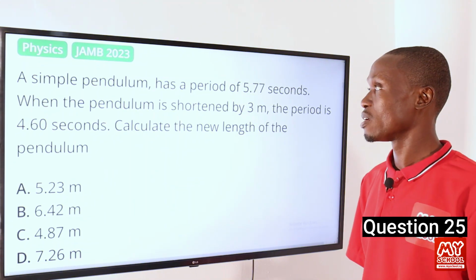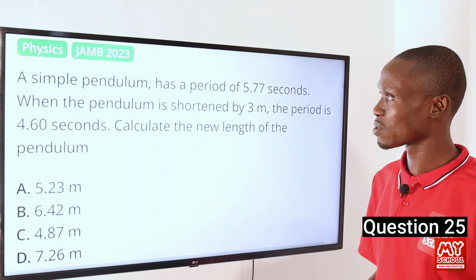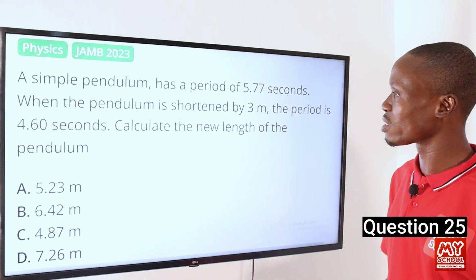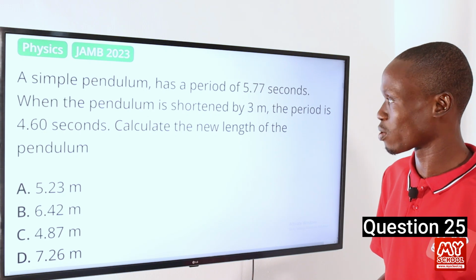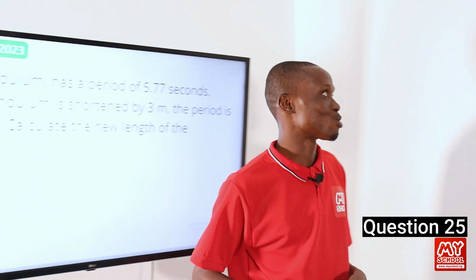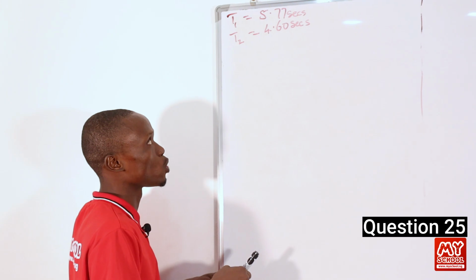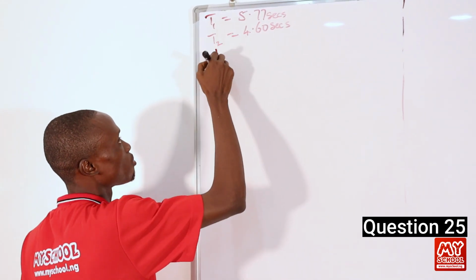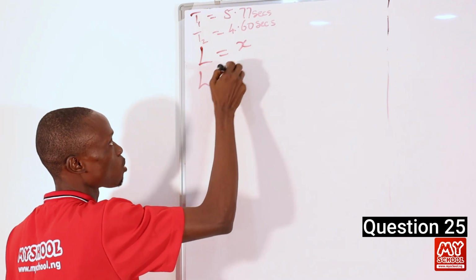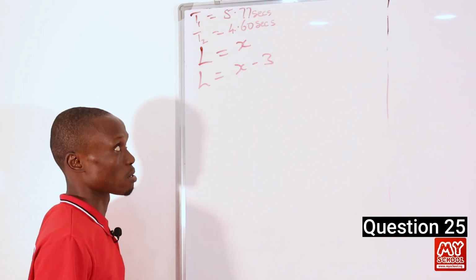Question 25. A simple pendulum has a period of 5.77 seconds. When the pendulum is shortened by 3 meters, the period is 4.60 seconds. Calculate the new length of the pendulum. So let's move over to the board to solve that question. From the question, we are given this information, but we don't know the original length. So we say let the original length of the pendulum be x, so that the new length becomes x minus 3, because we are told that it was shortened by 3 meters.